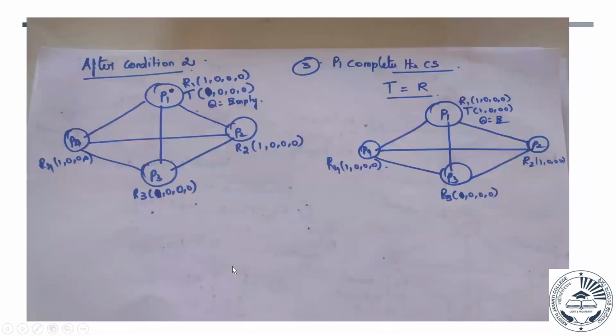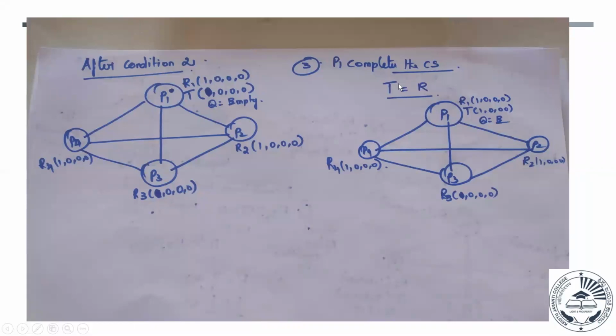So what is the next diagram? After condition 2, what happens here? You can see R1, 1, 0, 0, 0, and the T becomes 0, 0, 0, 0. But you can see here P2, from here the token has moved to P1. Now the queue becomes empty. Here Q had one person, that is P1. Now the queue is empty because the token has gone to P1. So now imagine P1 completes the CS.